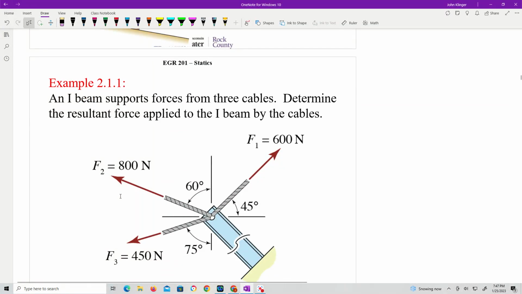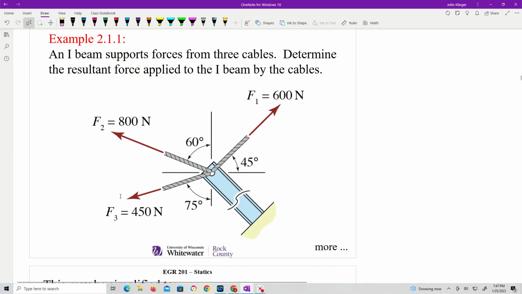All right, with that said, let's take a look at this example. I'm going to cut the video right here and start a new one in just a second.